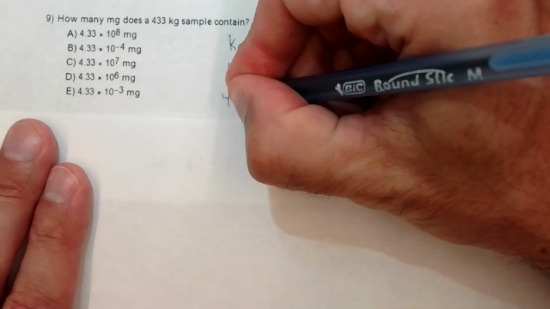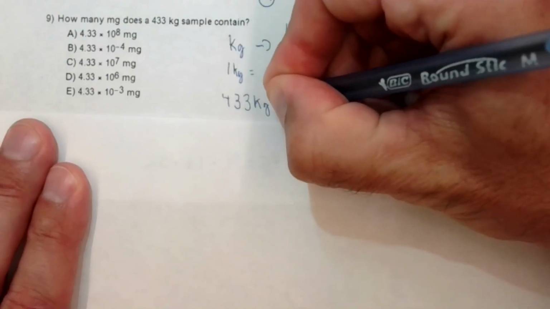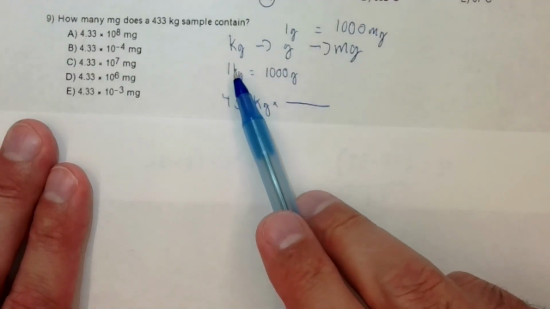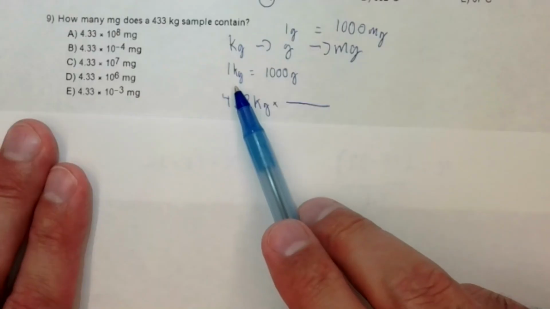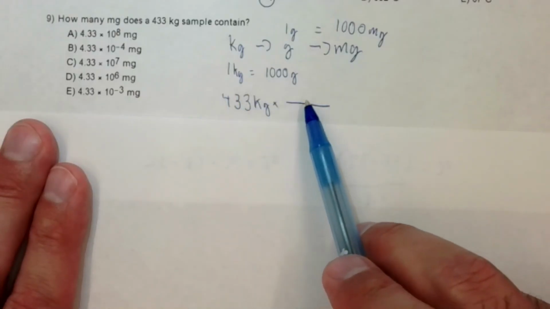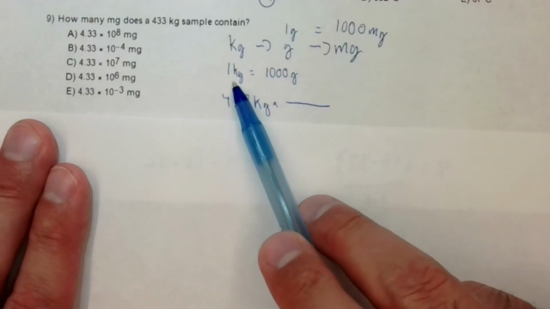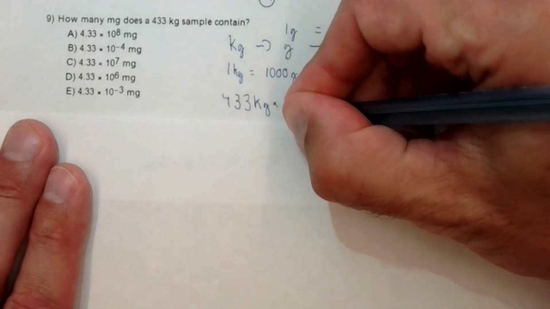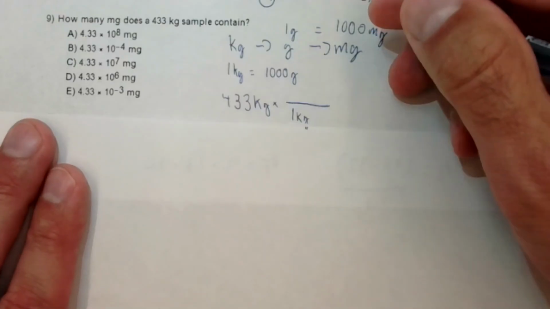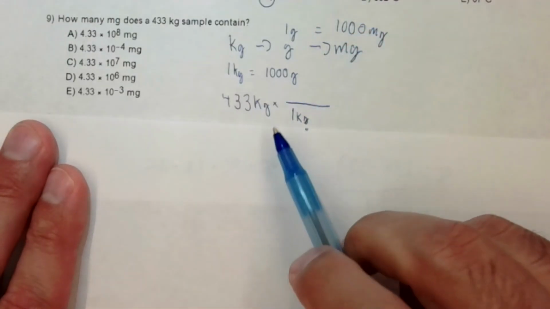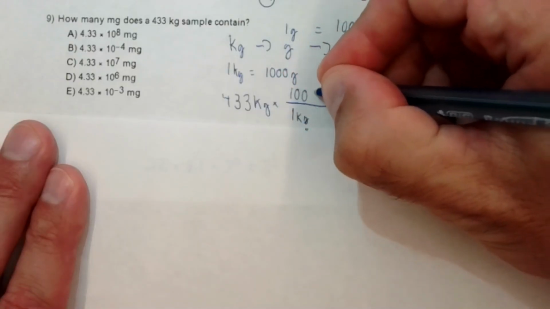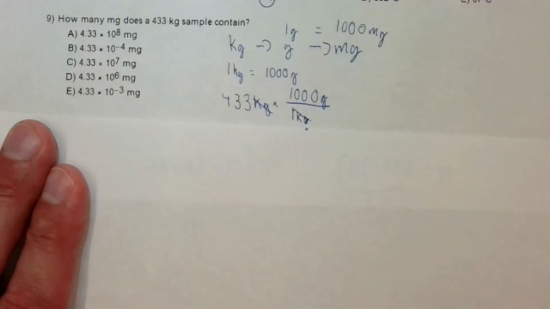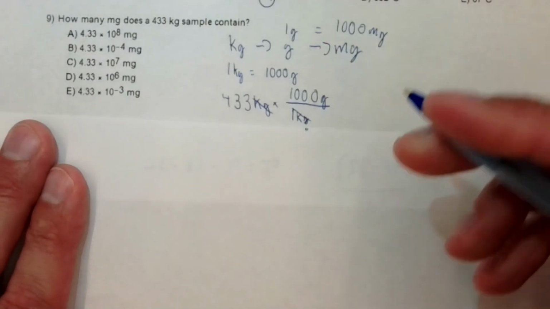So if we start with 433 kilograms, I only really need to make one decision once I have the equality, and that is which one goes on the bottom. The thing that doesn't go on the bottom, of course, has to go on the top. So these two must be equal. So I pick one for the bottom and one for the top. If I want kilograms to cancel out, I put kilograms on the bottom. Because I want to end up with grams, I put the 1,000 grams on the top. Now, after I do my first conversion, the kilograms have canceled out, and I'm left with grams.